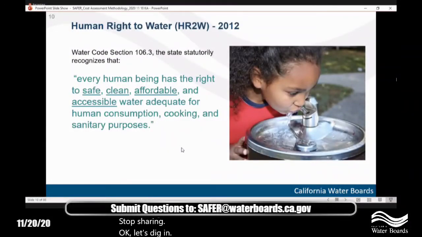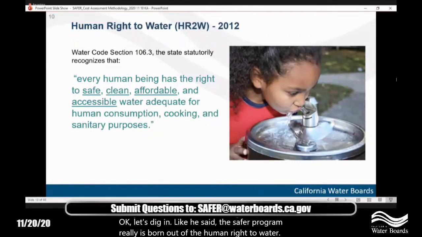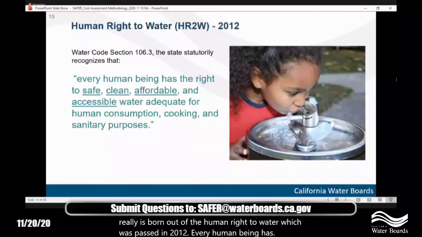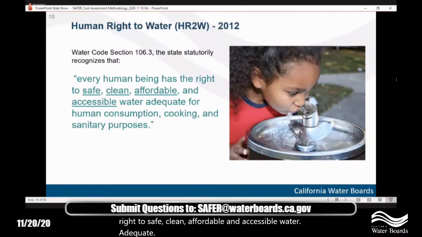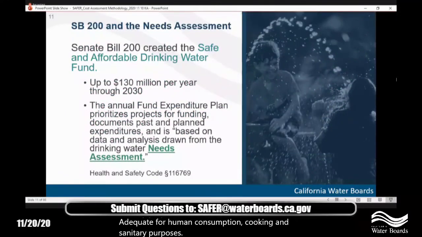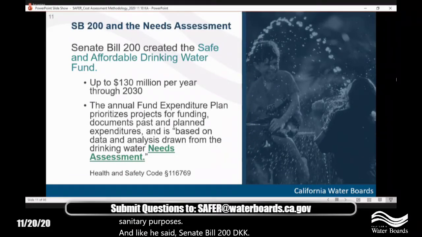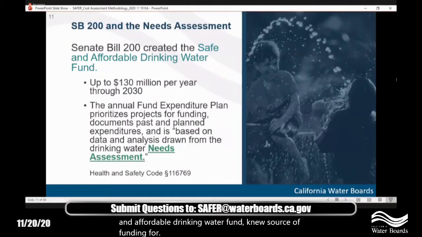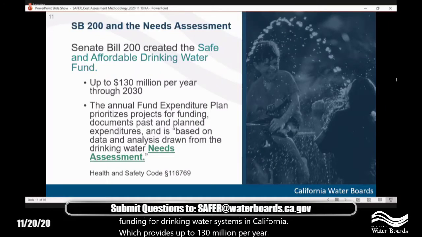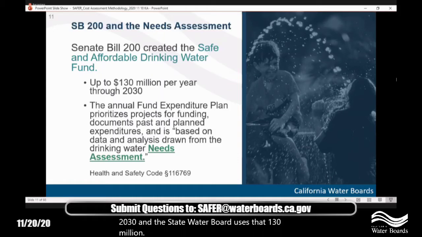Like Katie said, the SAFER program really is born out of the human right to water, which was passed in 2012. Every human being has a right to safe, clean, affordable, and accessible water, adequate for human consumption, cooking, and sanitary purposes. And like Katie said, Senate Bill 200 did create the Safe and Affordable Drinking Water Fund, a new source of funding for drinking water systems in California, which provides up to $130 million per year through 2030. And the State Water Board uses that $130 million with all of the other funding sources we have at our disposal to help support the SAFER program.